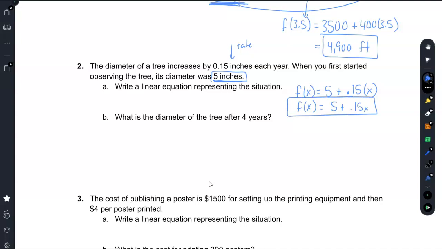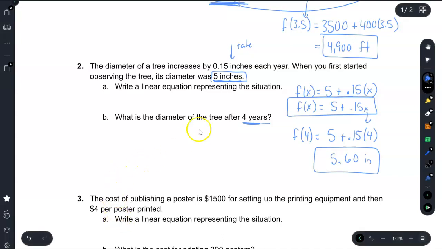And then if I want to determine the diameter of the tree 4 years after I started observing it, it would be f of 4 is equal to 5 plus 0.15 times 4, which would give me 5.60 or just 5.6. And that was going to be in inches. So if I wanted to describe it, the tree would have a diameter of 5.6 inches 4 years after I start observing the tree. So I'm going to leave the rest for you to do.